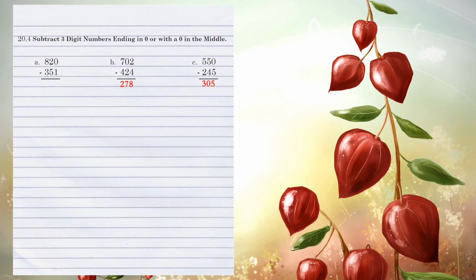Look at the tens column. You cannot subtract 5 from 1. So now we have to go to the hundreds column, borrow from the 8, make it a 7. That makes that 1 an 11. So now 11 minus 5 in our tens column is a 6. And in our hundreds column, 7 minus 3 is 4 for a final answer of 469.